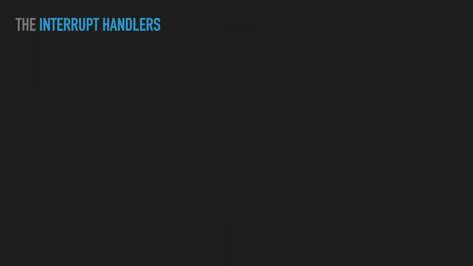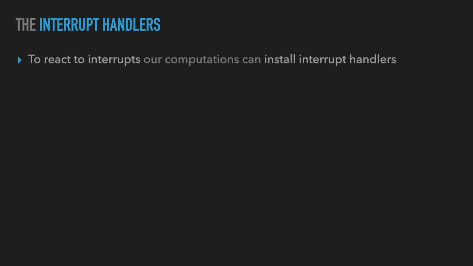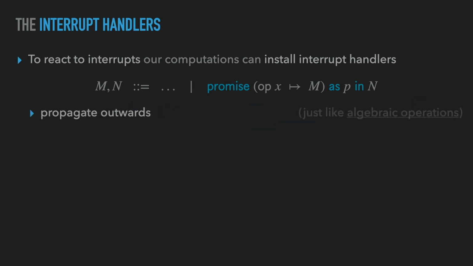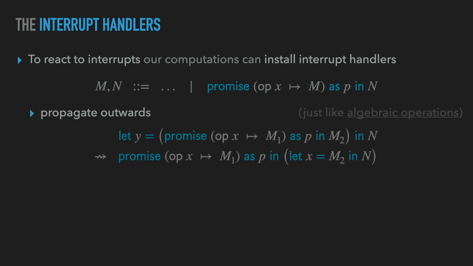So far, we have shown that computations can issue outgoing signals and receive incoming interrupts, but we haven't said anything about how computations could actually react to these interrupts. For this reason, we propose that computations should be able to install interrupt handlers, where we read this construct as making a promise to handle the interrupt op using the computation M in the continuation N. Now, while we are using the handlers terminology here, computationally, interrupt handlers behave much more like algebraic operations in the sense that they propagate outwards in computations.